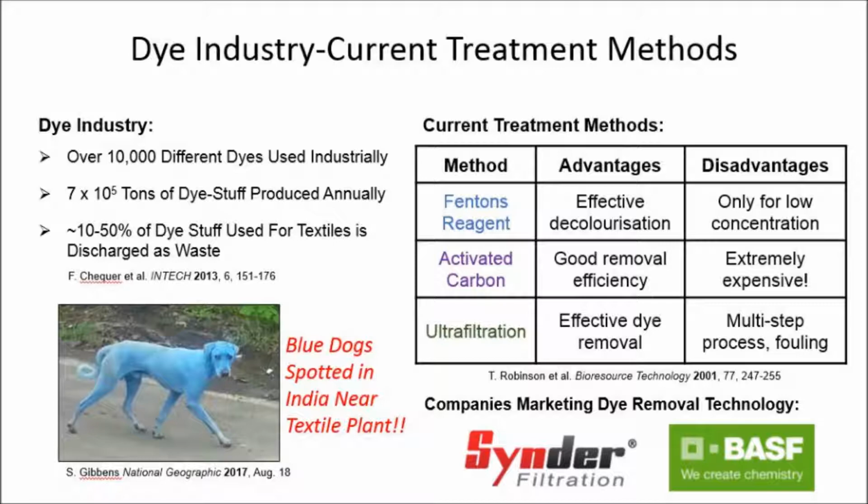And in addition to being the largest consumer of dye products, it's also the biggest polluter of dye-containing effluents. One heuristic for textile manufacturing is that approximately 10 to 15% of dye used in a textile process is discharged as waste. Textile plant wastewater is a current and ongoing issue, as can be seen in a 2017 National Geographic article reporting dye-stained dogs near a textile plant in India.